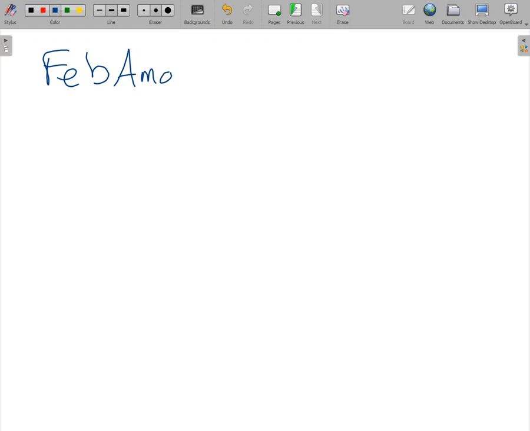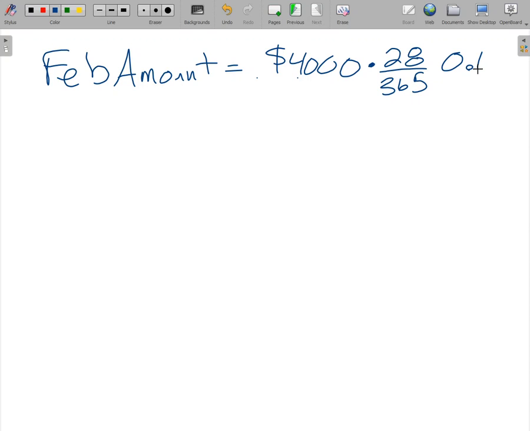So for the February amount, I have $4,000, and we're going to go with a regular year, 28 out of 365 days, and my interest rate was 14.3%. So calculate that on your calculator and tell me what you get. And again, notice I turned that percent into a decimal. So what does that come out to be on a calculator?